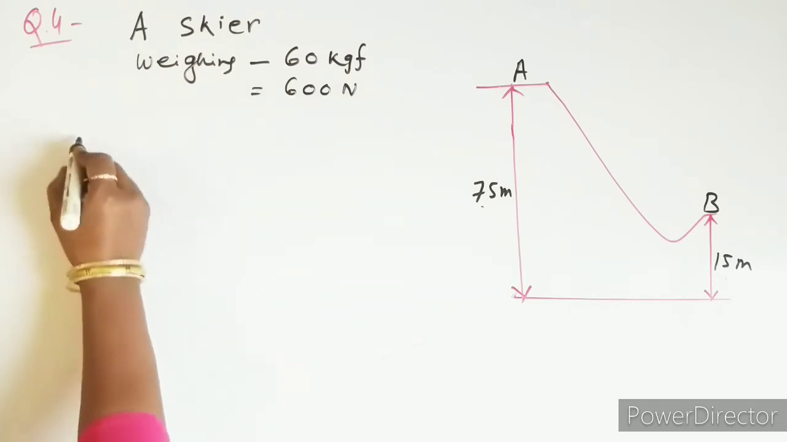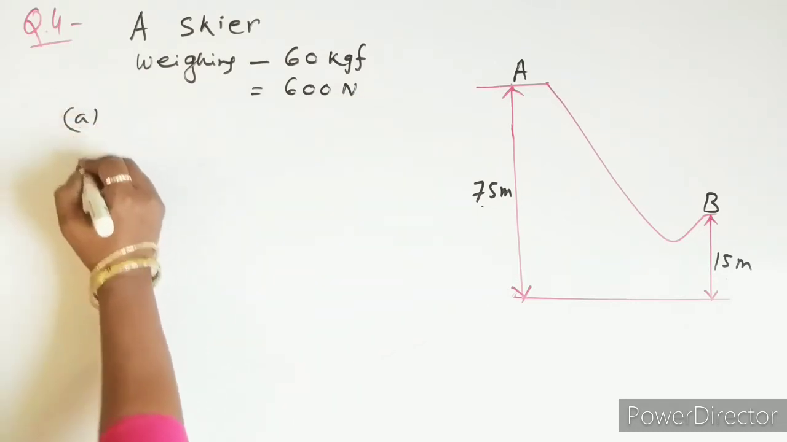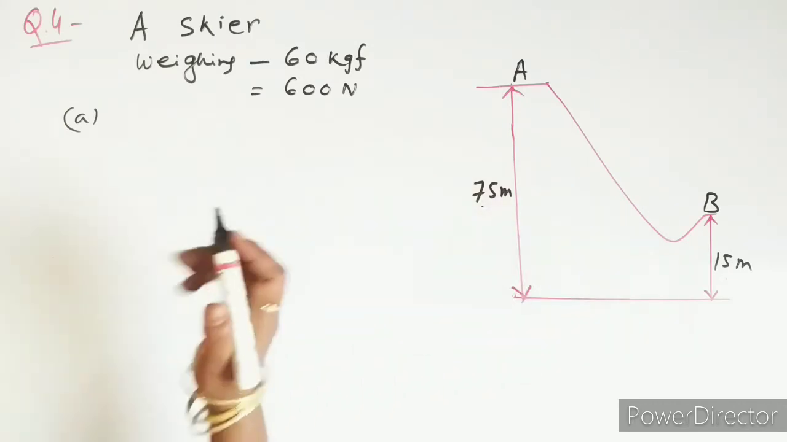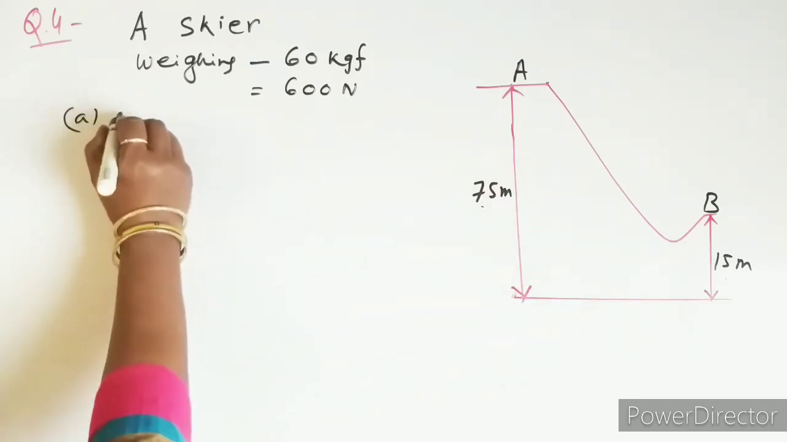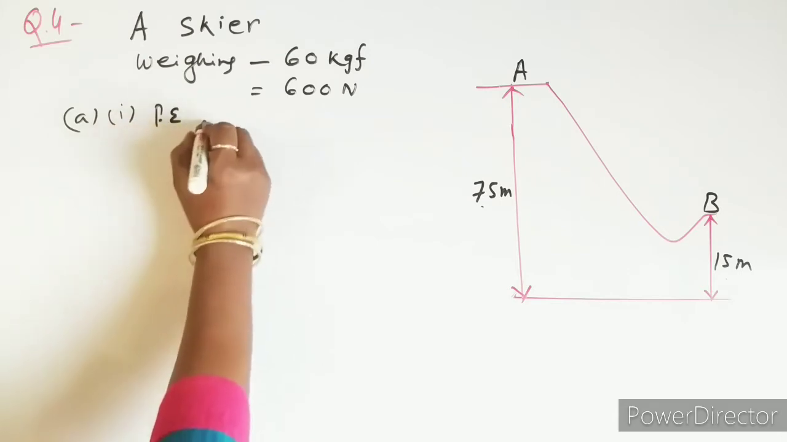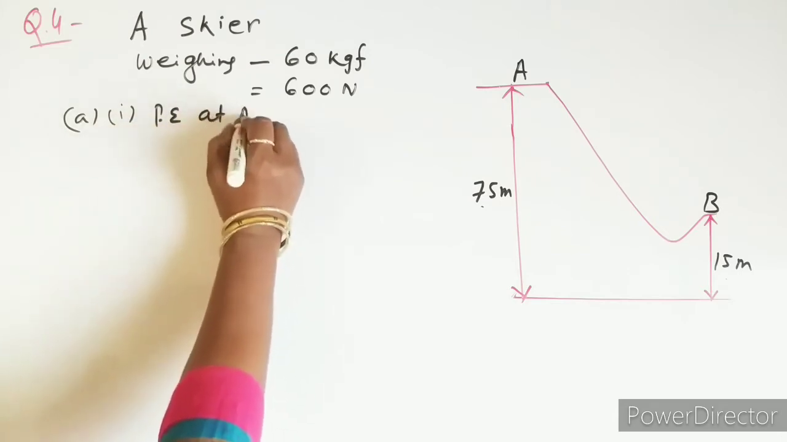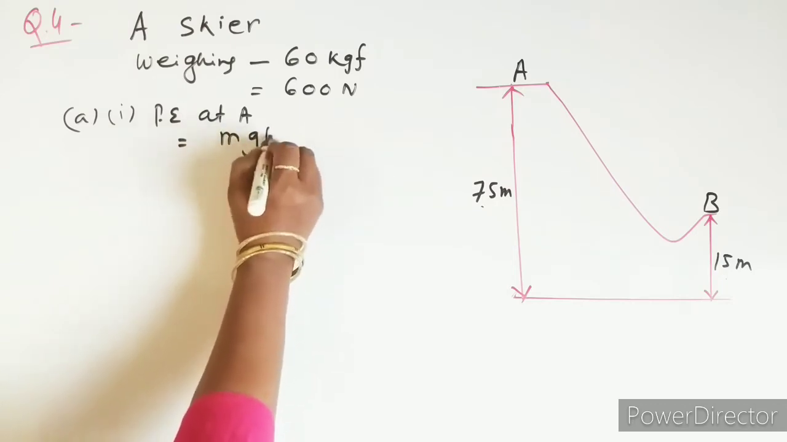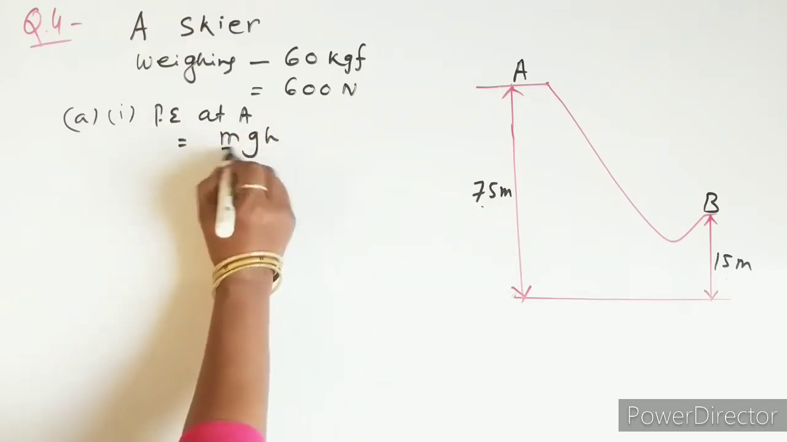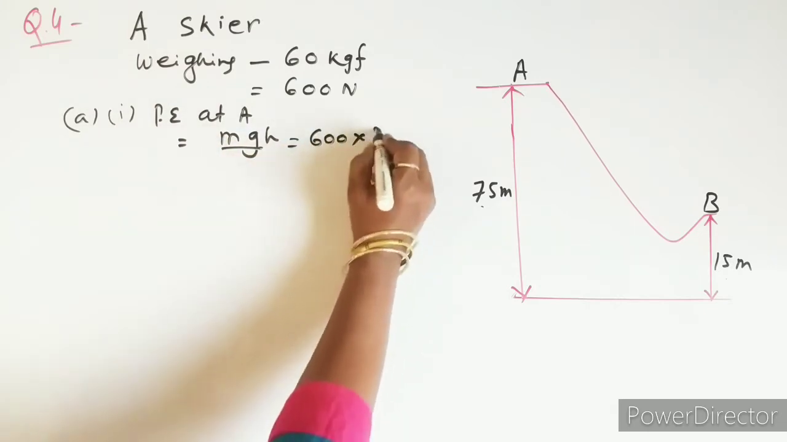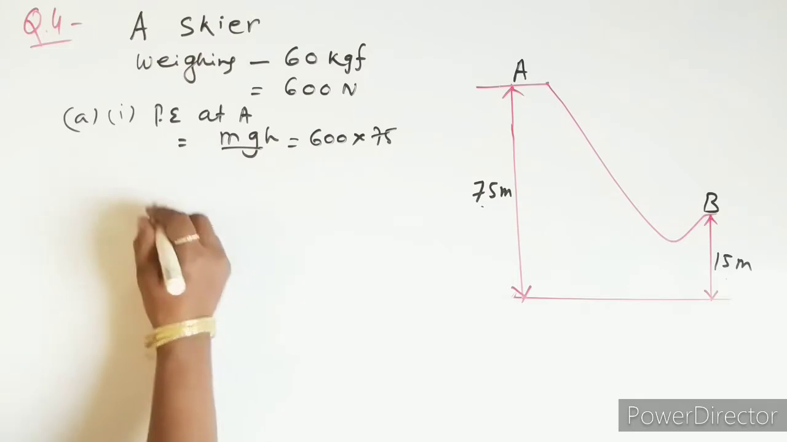The question asked is: calculate the change in the gravitational potential energy between A and B. This can be done in two ways. Okay, so let us go for it. First way: the gravitational potential energy at A is mgh, so mg is 600 into h equal to 75. Let it be like that.